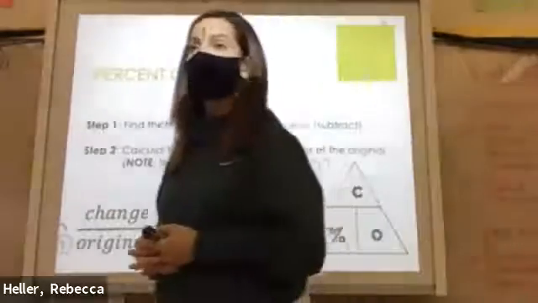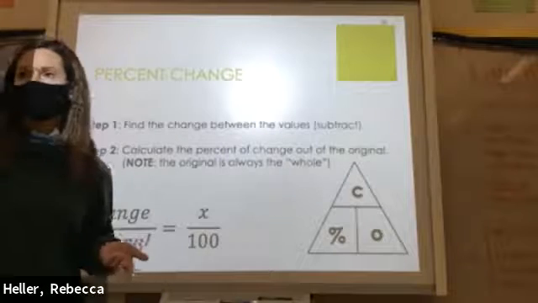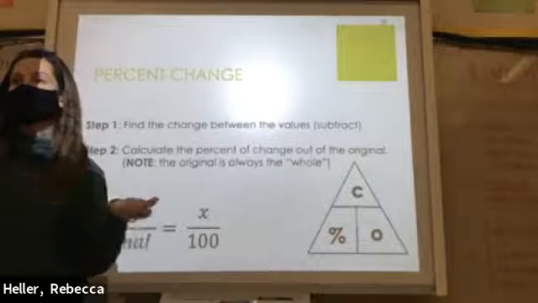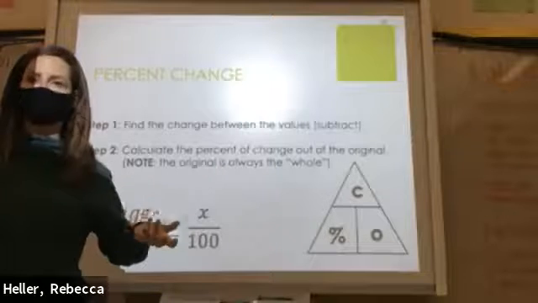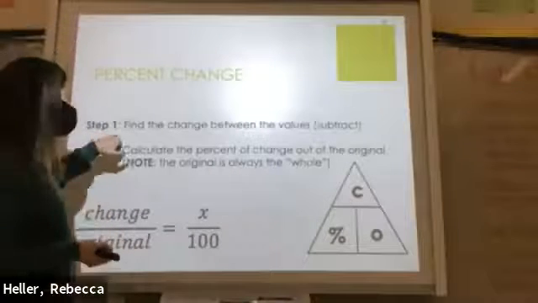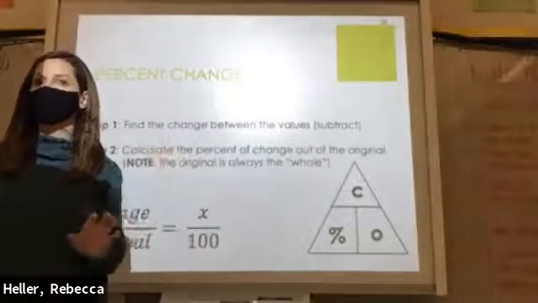Okay, so when calculating percent of change, the first thing you need to do is find the difference or subtract the two values that you're given in the problem. Okay, we can only compare two things at once. So the first thing you're going to do is find the change between the values. And this is already on your notes, you don't have to write this down.